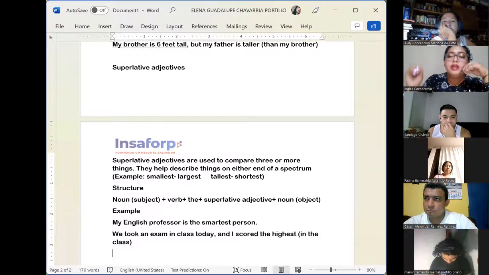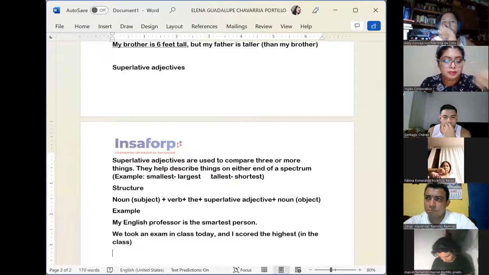So we are going to see the number of syllables that these adjectives have. And we are going to divide them into different categories. So we are going to begin with the general information and then with the one syllable adjectives. One syllable adjectives.